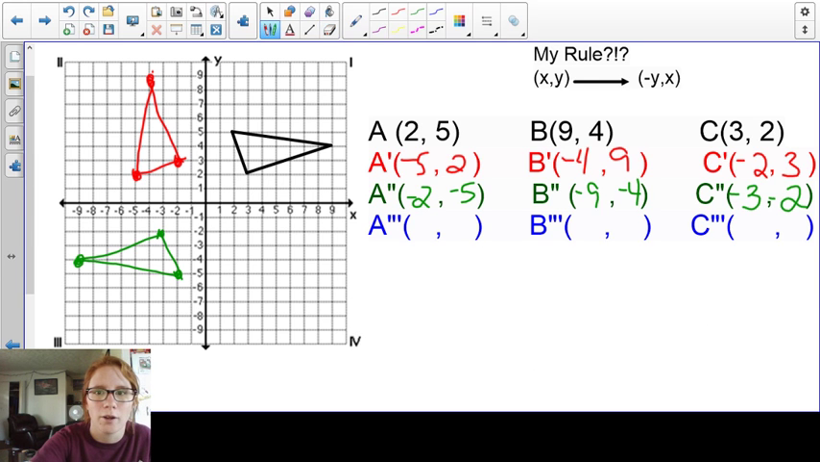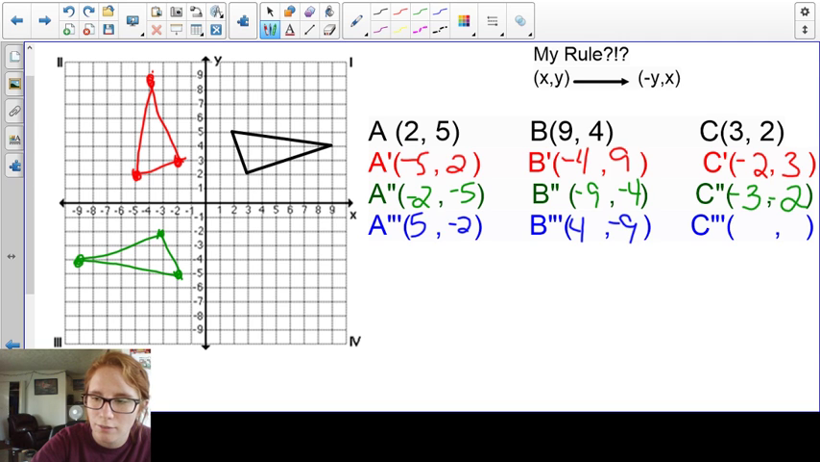And lastly, we're going to do our blue guy. So we're going to have the opposite y, so 5, negative 2, 4, negative 9, 2, negative 3. So I have 5, negative 2, 4, negative 9, and 2, negative 3.